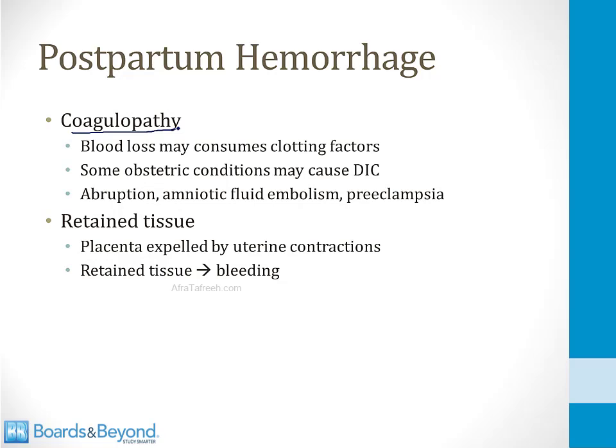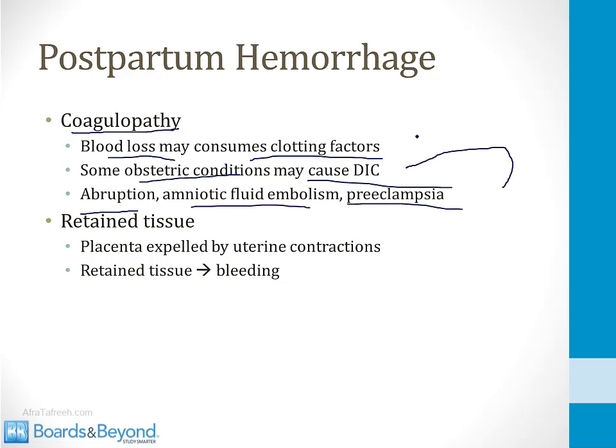There are a couple of ways this can happen in pregnancy. First of all, blood loss at delivery may consume clotting factors, and if a woman does not have enough clotting factors left behind, she can be coagulopathic and prone to bleeding. In addition, some OB conditions can cause disseminated intravascular coagulation. So, for example, placental abruption, amniotic fluid embolism, preeclampsia, these are all associated in some cases with DIC.